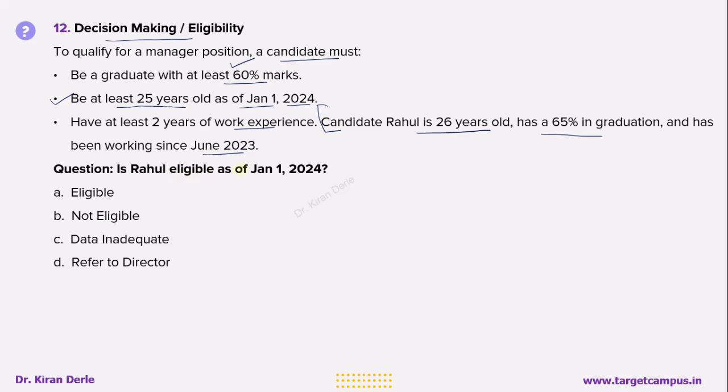Is Rahul eligible on this date? Fine. So June 2024 will be just 1 year of experience, and we need at least 2 years of experience. So is the data inadequate, or is he not eligible? Simply not eligible. Is he eligible for the manager position? No, because he does not have at least 2 years of experience. That's it. So not eligible. Only because of this point he is rejected.